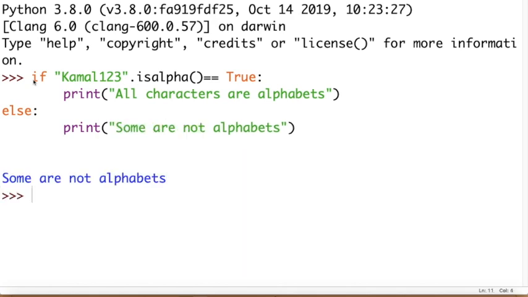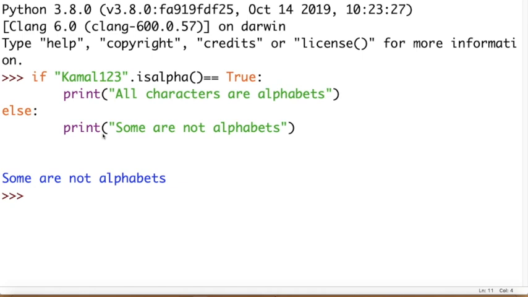Now let us execute this code. As you can see, in the given string Kamal 1 2 3, some of the characters are not alphabets. 1, 2 and 3 are digits, they are not part of the alphabets. Hence isAlpha, when applied to this string, results in a false value. So the condition is evaluated as false and hence it goes to the else part and this output is printed, that some are not alphabets. Okay. So in this way you can check whether a string has all alphabets.